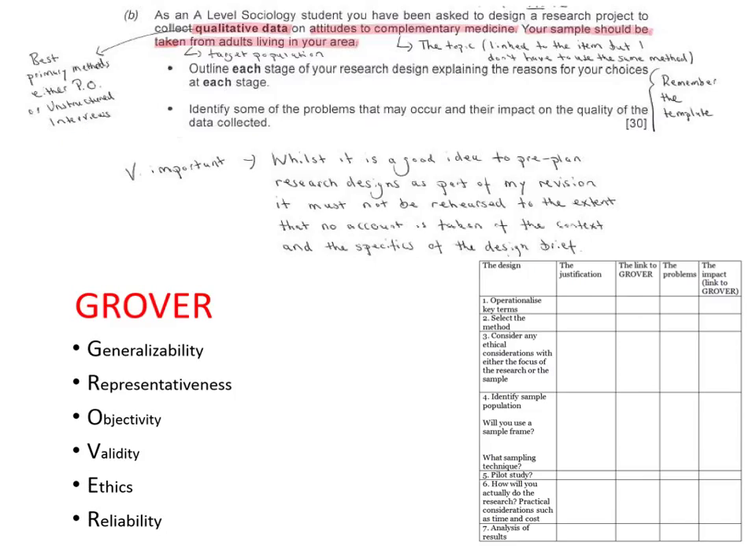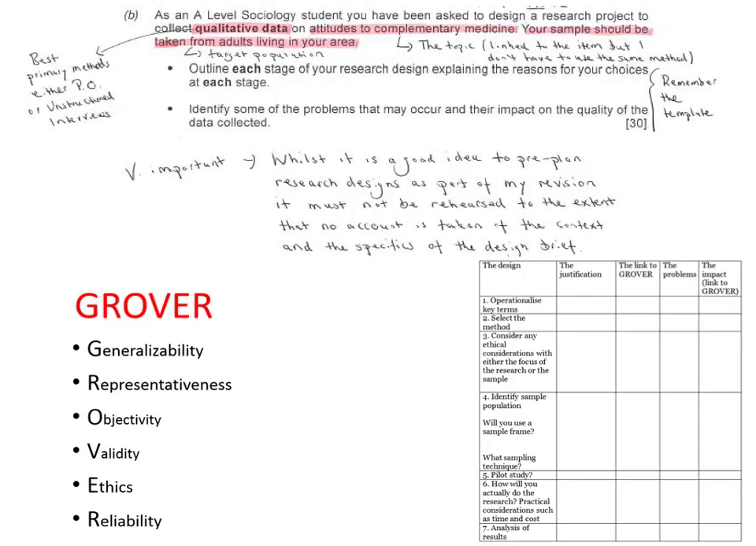The final bit of the design brief will indicate what the target population is. So we've got to take a sample, so remember that you must make sure that you describe your sampling technique properly in your design brief, and your sample is drawn from this target population, so adults living in your area.